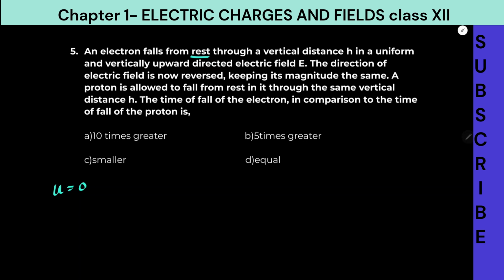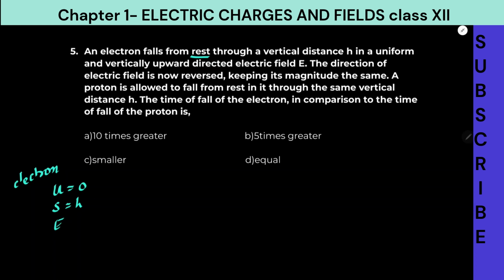Rest through a vertical distance h. So height, distance s is equal to h. Okay, in a uniform and vertically upward directed electric field. So it is upward in direction, obviously, because something is falling down, then we have to apply some electrostatic force upward, right? So upward it is, the electric field is E. Okay, great. The direction of electric field is now reversed, keeping its magnitude the same. Okay, now E, this was for the electron.